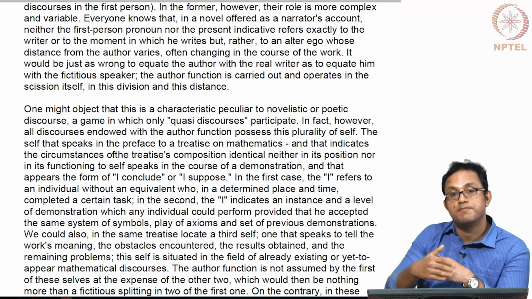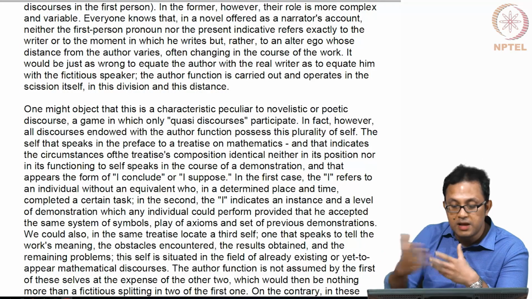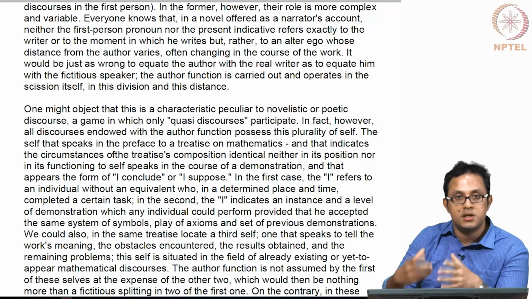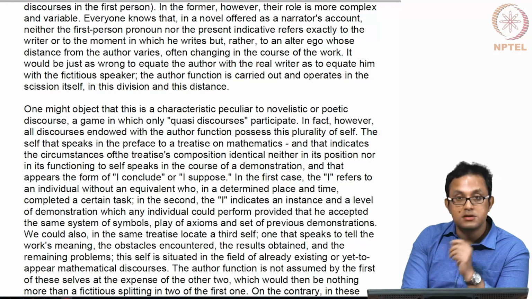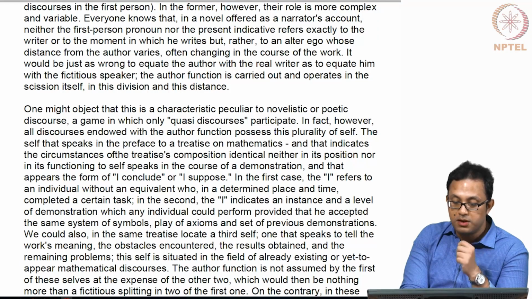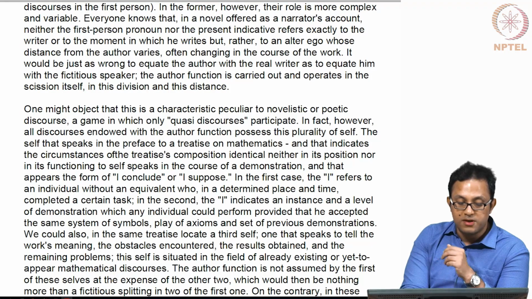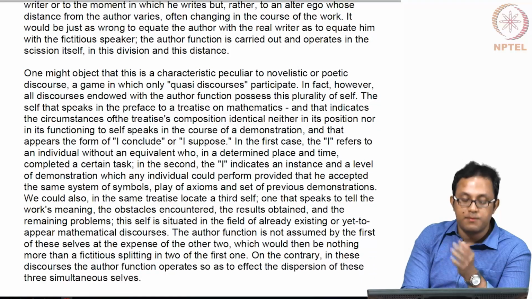The other I could also be the player, the executor, someone who carries out the discursive function in that discursive field, if situated in the same discursive field. Okay. We could also, in the same treatise, locate a third self. So he complicates it further. He said that there could be a possible third self, one that speaks to tell the work's meaning, the obstacles encountered, the results obtained, and the remaining problems.